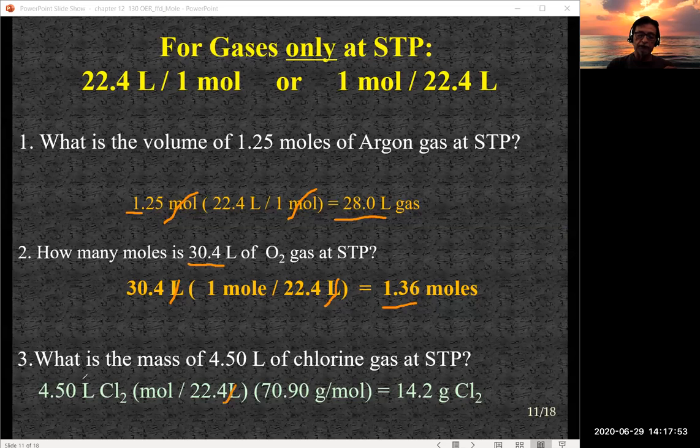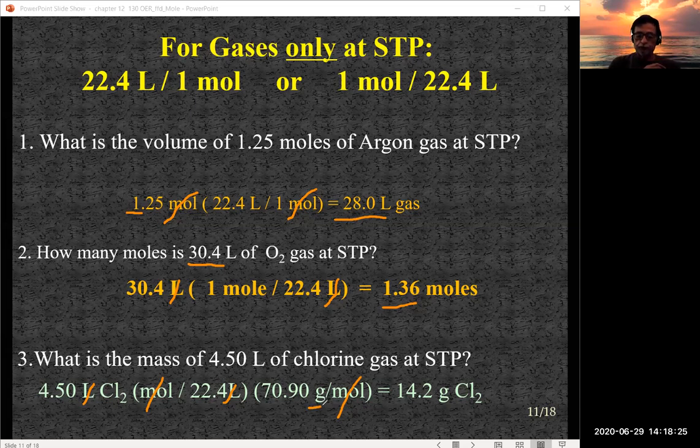My liters are canceled out because I set that up properly. And then I need the molar mass of chlorine, but remember, chlorine gas is diatomic. And so I need 35.45 times 2. So the molar mass for chlorine gas is 70.9 grams per mole. And setting that problem up, my moles cancel out, leaving me behind with grams with respect to units.